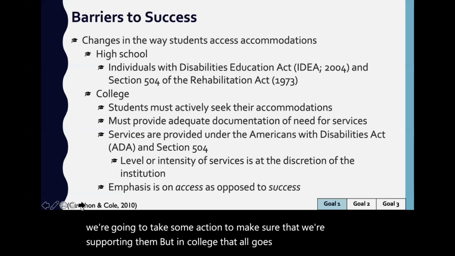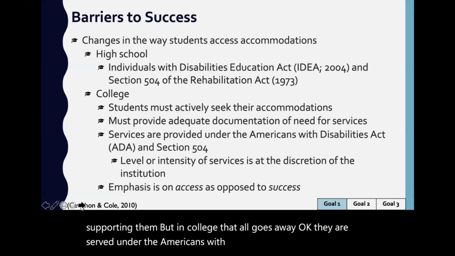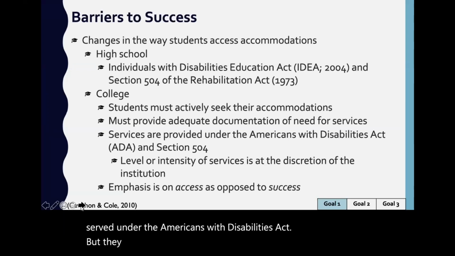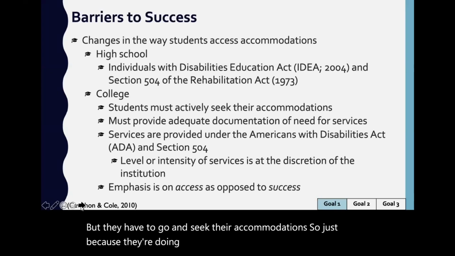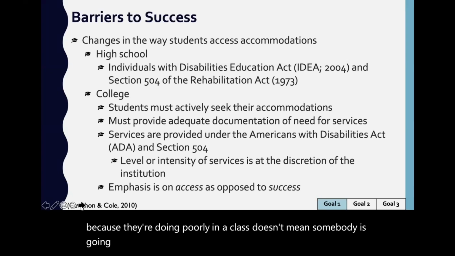They are served under the Americans with Disabilities Act, but they have to go and seek their accommodations. So just because they're doing poorly in a class doesn't mean somebody's going to wave a flag and say, this student's doing poorly, what can we do? Some will, but many won't.